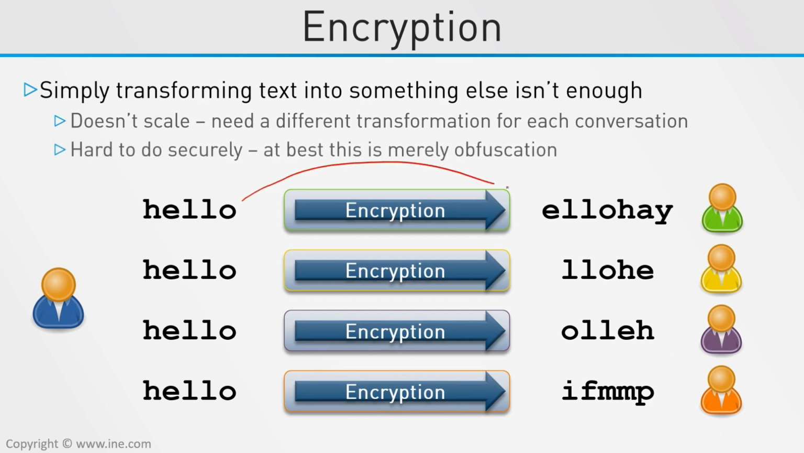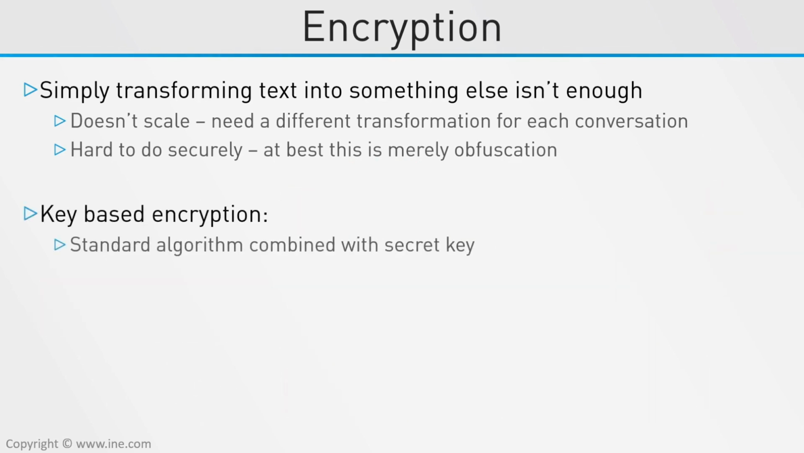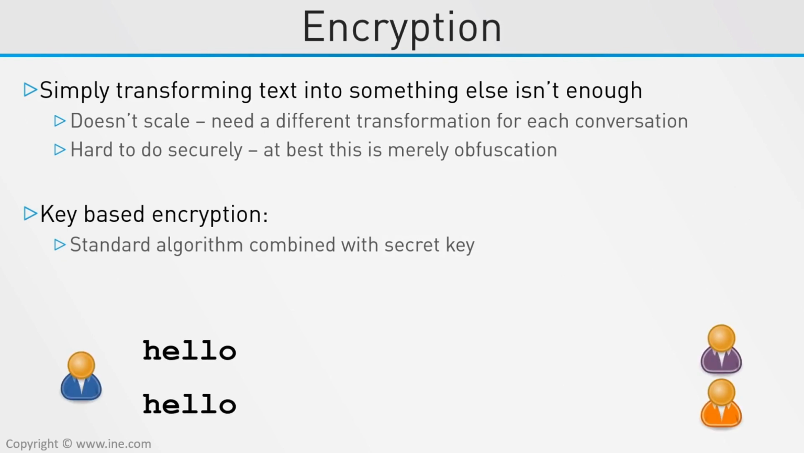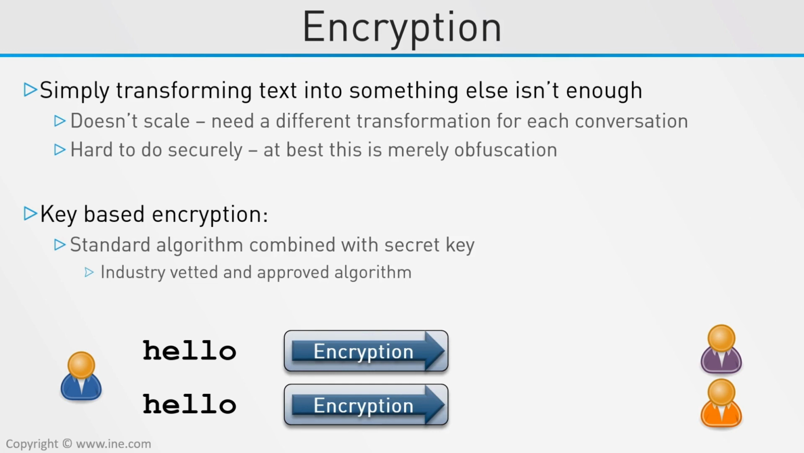At best, when you're doing just a simple transformation like this, you can really only consider that as obfuscation and not true encryption. Instead, the industry uses what's known as key-based encryption. Key-based encryption combines a standard algorithm with a secret key. Here's how that would work. Again, we'll have the blue user trying to speak to these 2 users, and here are the messages that the blue user is trying to send to the users on the right. What the blue user can use is a standard, industry-approved, vetted algorithm, and the blue user can reuse this algorithm with as many users as he needs.